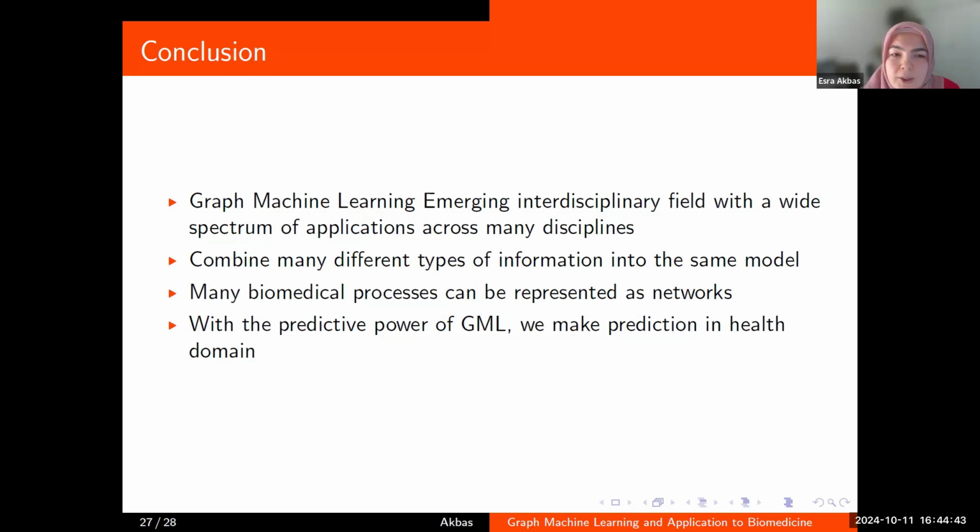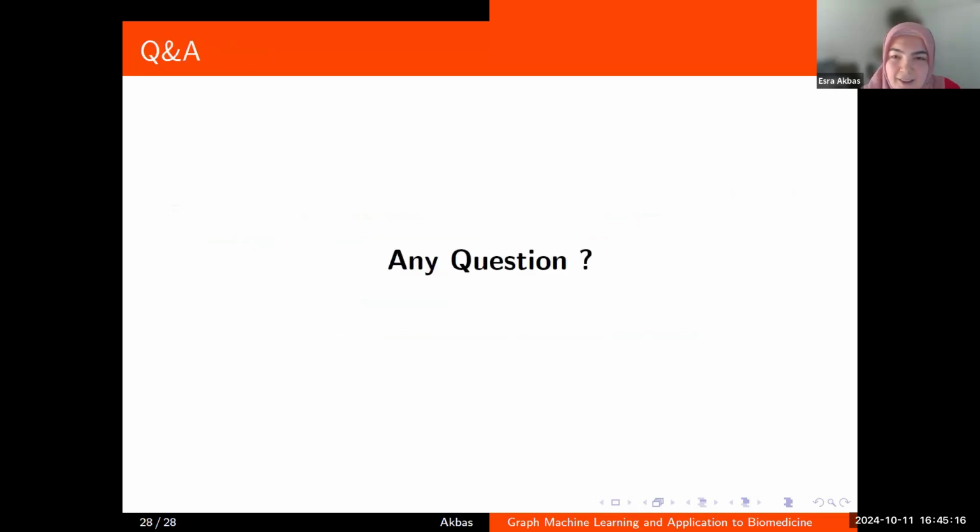As a conclusion, graph machine learning is an emerging interdisciplinary field with many applications. With these models, we can combine different types of information into the same model. In the biomedical domain, we can represent them as a network. With the predictive power of graph machine learning, we can make predictions for human health and make the health domain faster. I think that's all.